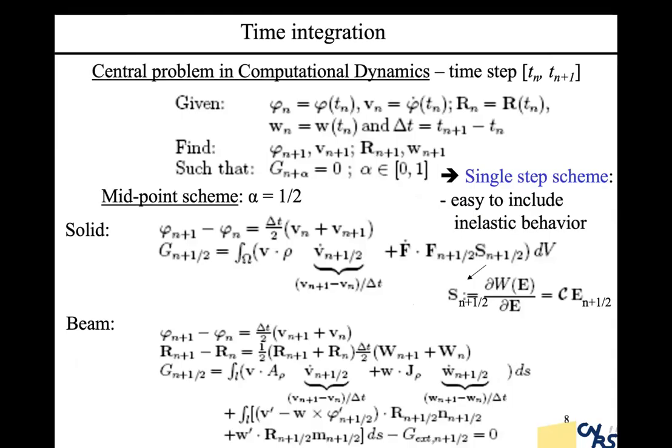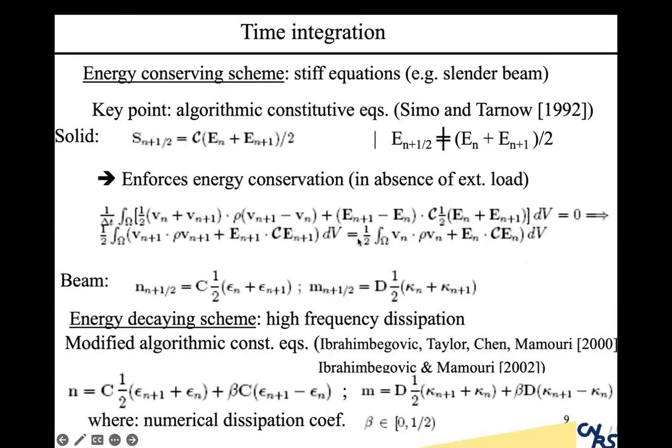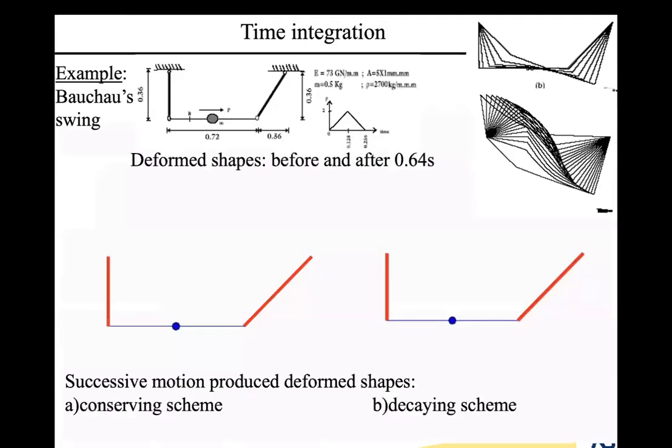So basically, whatever model I'm using, either solids or beams, the problem that I have to solve is the following. I'm using a time integration scheme. I know all the values of displacements, velocities, eventually rotation if I have a beam, and angular rotation, and I now try to find the values at n plus 1. I can use any type of time integration scheme here, particularly the midpoint scheme with alpha equal to 1/2. And I'm computing these values either for solids or for the beams. And I can enforce with the constitutive model the energy conserving or energy decaying scheme. That's what we discussed in detail. So basically, I'm just connecting these things.